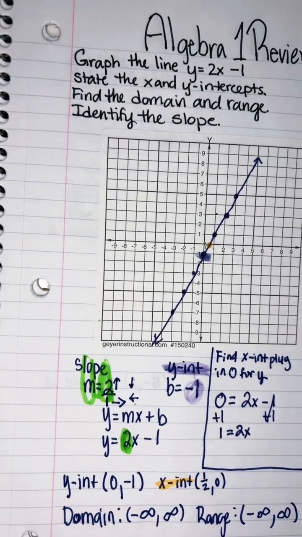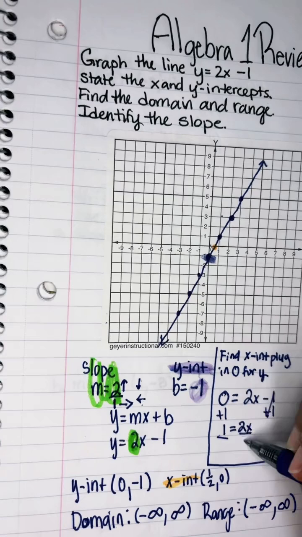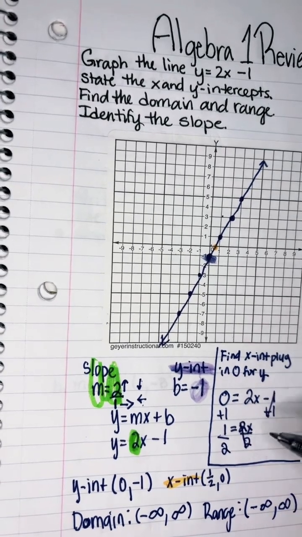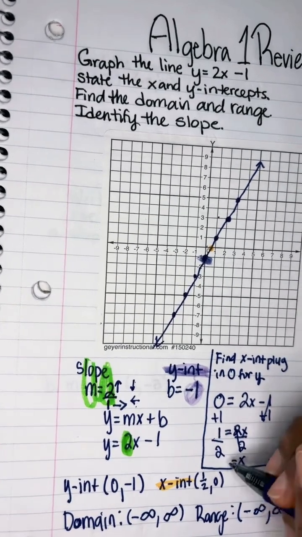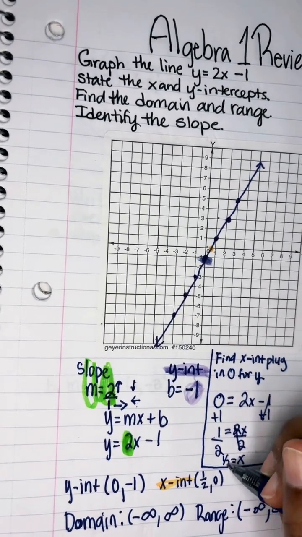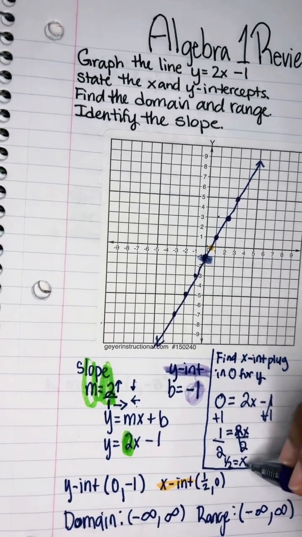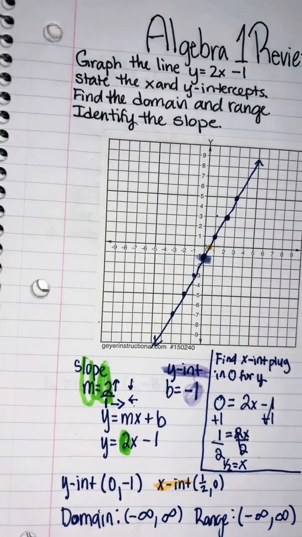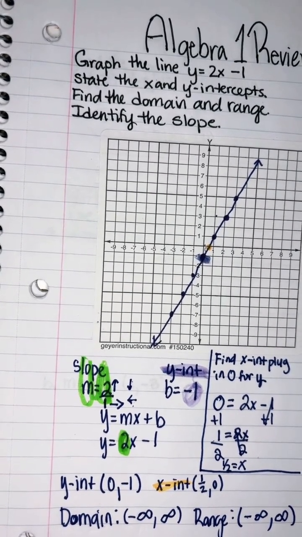Now we want x by itself. Remember, they're multiplied together. So we have to divide both sides by 2. And x would equal 1/2. Like we said, right here. And so we graphed it perfectly. So our x-intercept is (1/2, 0). Any questions on that?